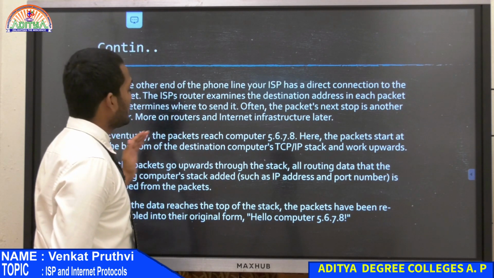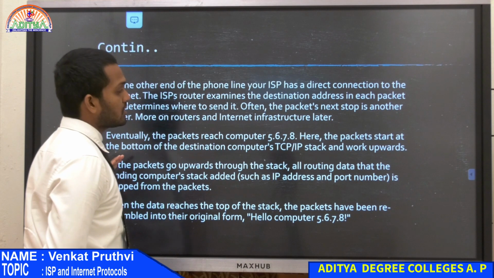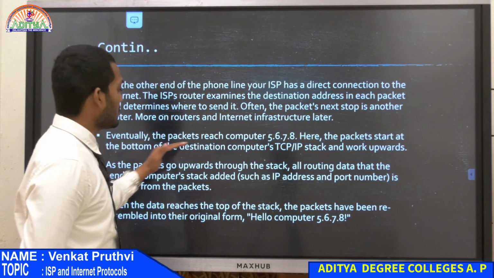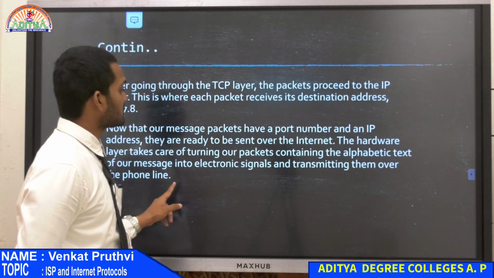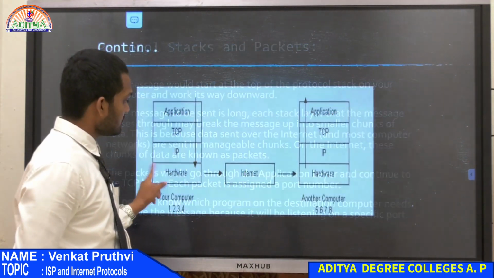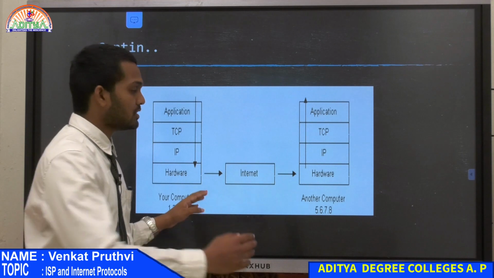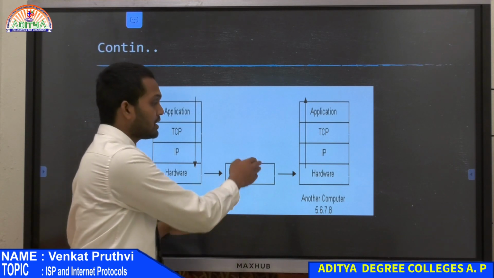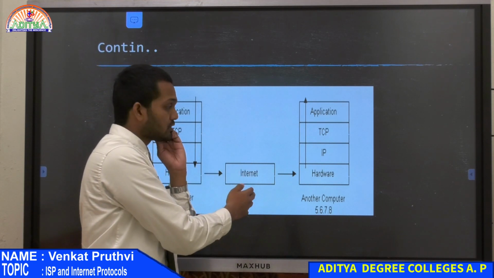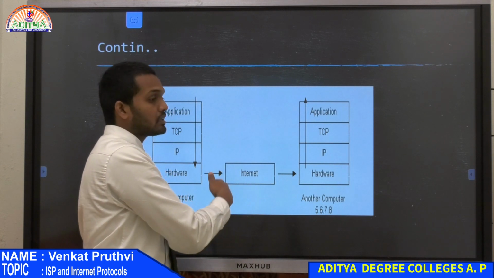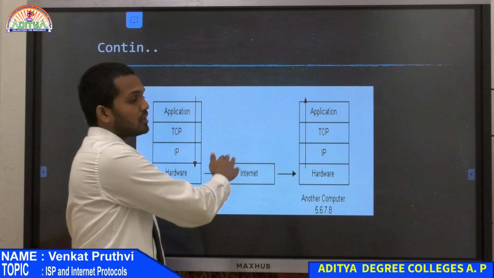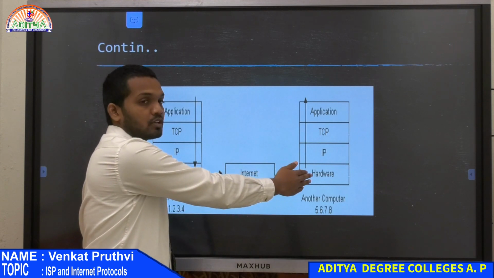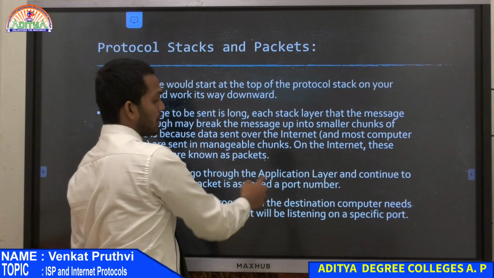Then eventually the packets reach computer 5.6.7.8. Here the packets start at the bottom of the destination TCP/IP stack and work upwards. That is what we were seeing. It is in between in the internet. This is just to show you that there is the internet, but in the internet you'll again have the routers, modems and all, and you'll have all the internet service providers in between. After it crosses all the stages, it goes to the hardware of this other computer.